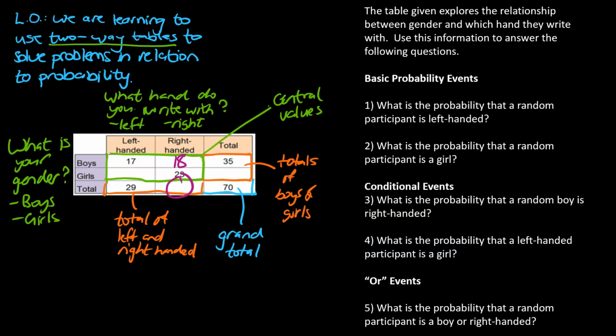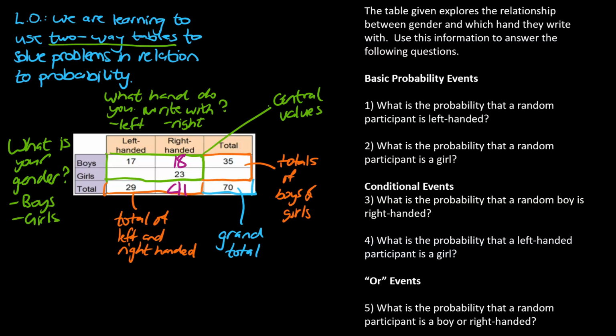And I know the total down the bottom of right-handed people is the sum of the two above, so that's 18 plus 23. That gets us to 41. And we can just double check these two numbers, 29 and 41, they do add to 70. So 29 plus 41, they add to 70, awesome.